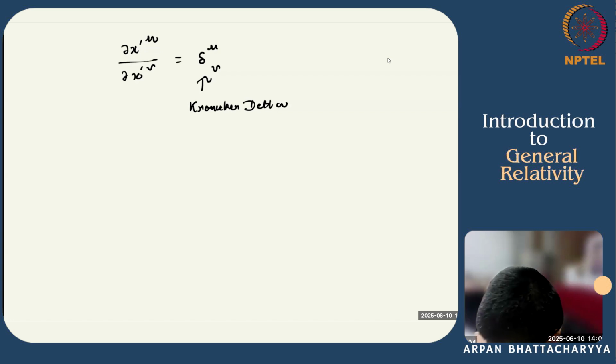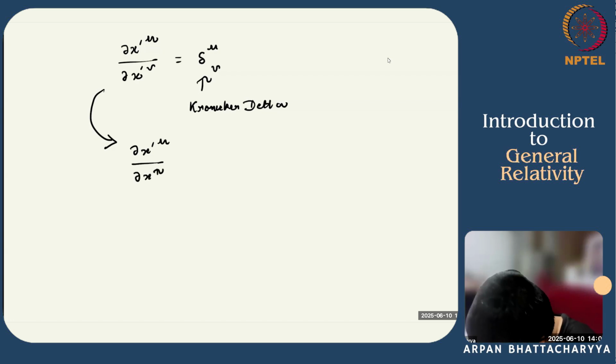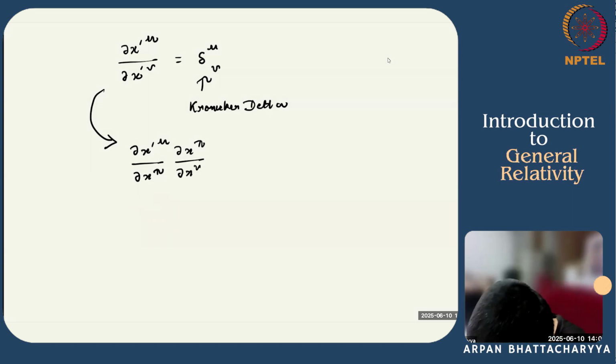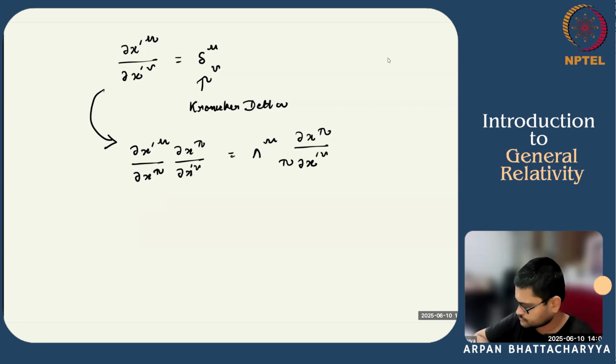Now let's use the chain rule for this side. If we do that, and you apply the chain rule and look at it carefully, this is nothing but the Lorentz transformation times the inverse, which is equal to this delta mu nu.